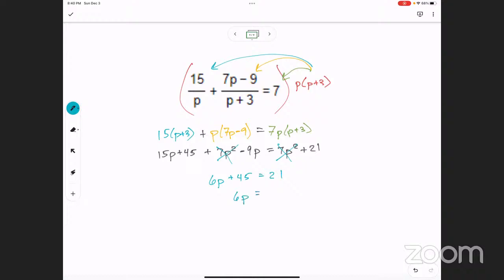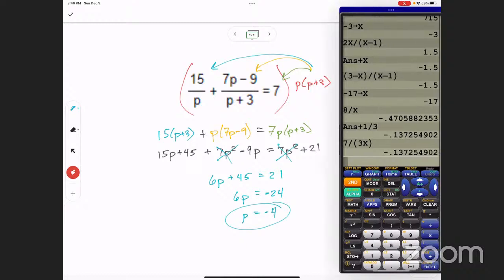So then you would move 21 to the other side. No, I would move 45 to the other side. So negative 24. Remember, the linear, you just have to isolate the variable. I was thinking of it as a quadratic. Yeah, you don't have to set it equal to 0 when it's linear. So P equals -4 is your answer. And then check to make sure it works. Does -4 work here and here?